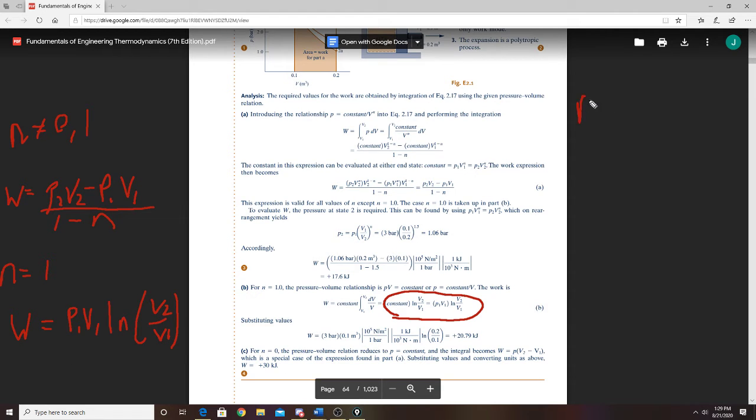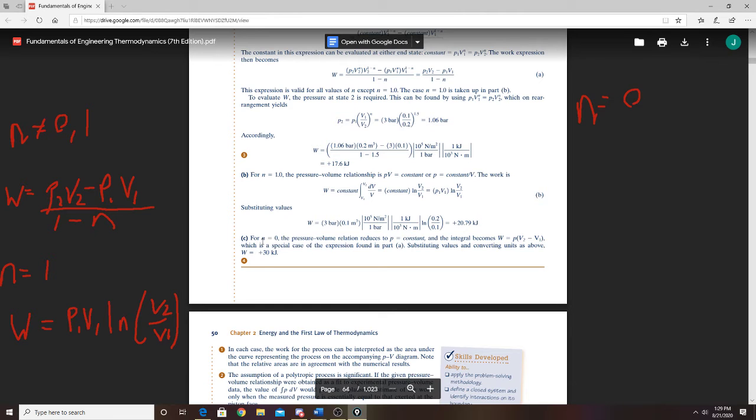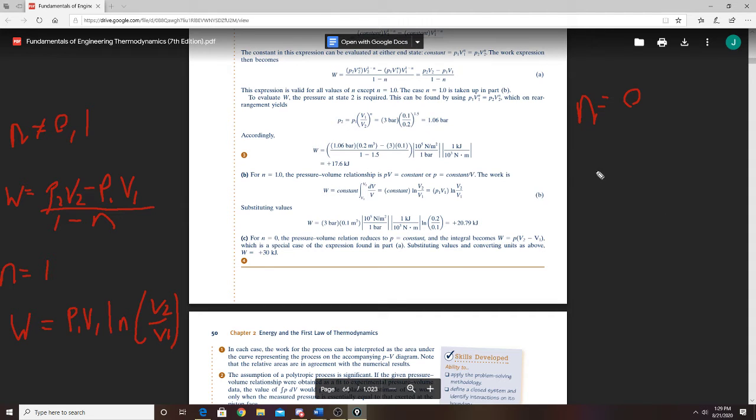And then let me go write the other one. So n equal to 0. That means you just plug in P is equal to P. Pressure is constant, if I recall. Let me see if I'm right. Where'd they do that one? Yeah. So it says for n equals 0, the pressure-volume relationship reduces to pressure equals constant, and the integral becomes work is equal to pressure times the change in volume, because the pressure stays the same. So essentially work is just a relationship of volume changing times the pressure, right?